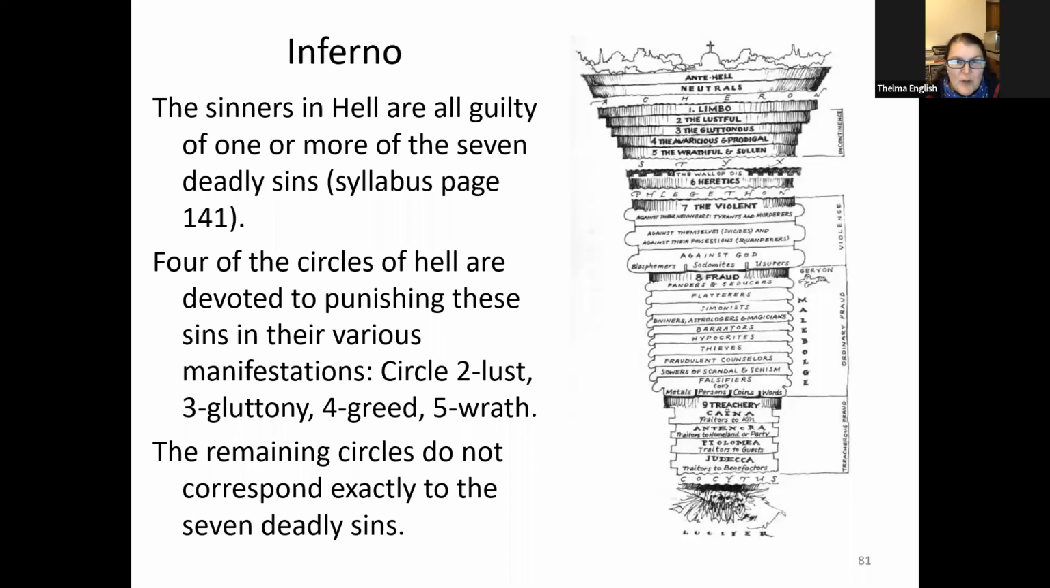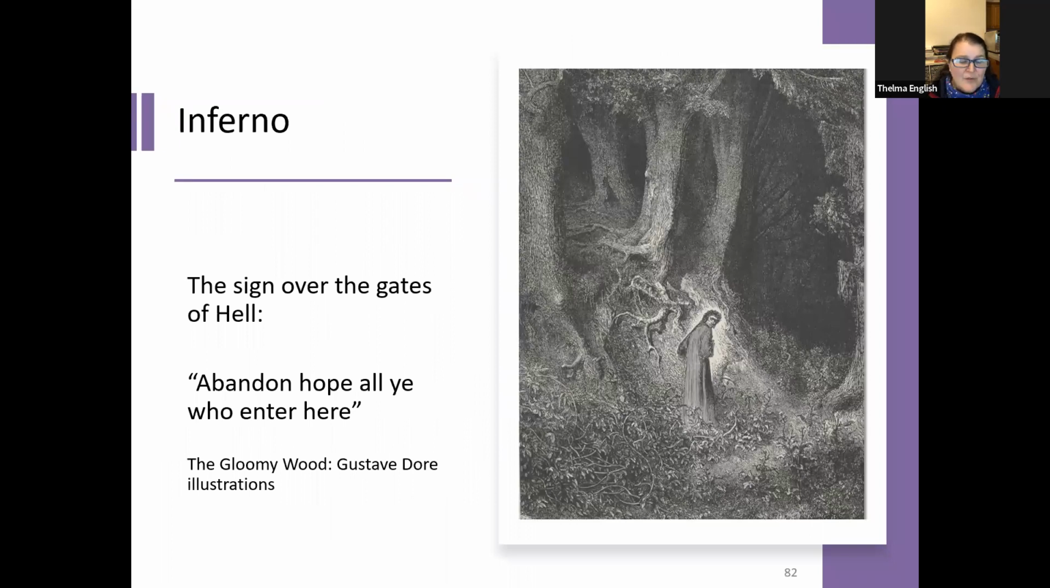So circle 2 is for those who lusted. Circle 3 is all filled with fat, dead people. Circle 4 is for greedy people, and circle 5 is for angry, wrathful people. The remaining circles don't exactly correspond to the 7 deadly sins, but you can see they are very similar in thought. The reason that we're reading a little bit from the Inferno, which is really, really fun, is because of the sign over the gates of hell. And I've had many students who have gone home and remade this sign to be the sign over their bedroom door. The sign over the gates of hell says, "Abandon hope, all ye who enter here."